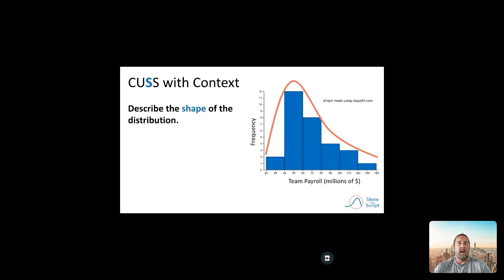So we can draw a line above the frequencies on our graph to get a better sense of its shape. And the line makes it clear that the distribution of team payrolls is right skew with a tail on the right. It's also unimodal with just one prominent peak.